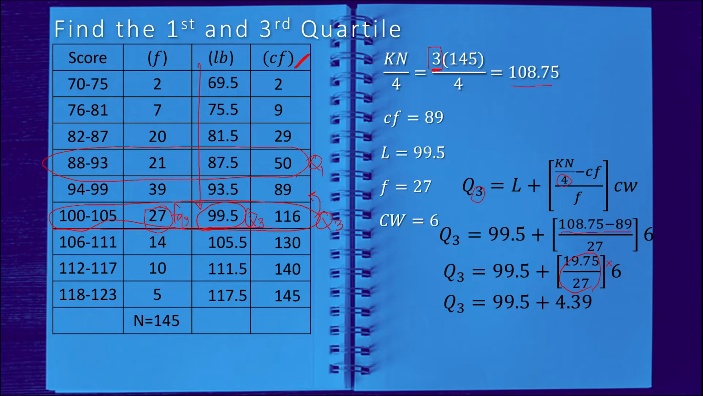19.75 divided by 27 times by 6. The answer is 4.39. Then add 99.5 plus 4.39, that is 103.89. That is the final answer. Ayan po. Nakuha na natin yung value ng quartile 1 and the quartile 3. Ayan, tapos na tayo sa quartile.